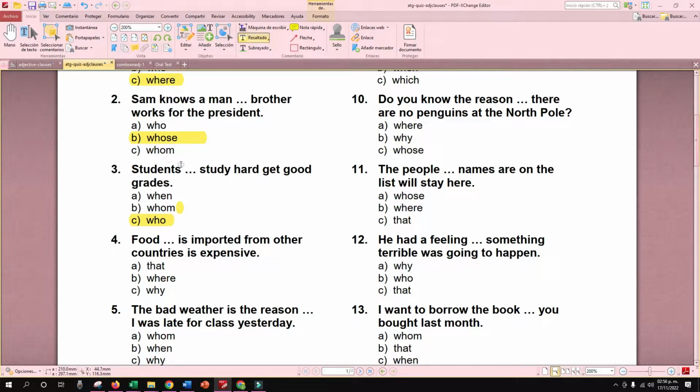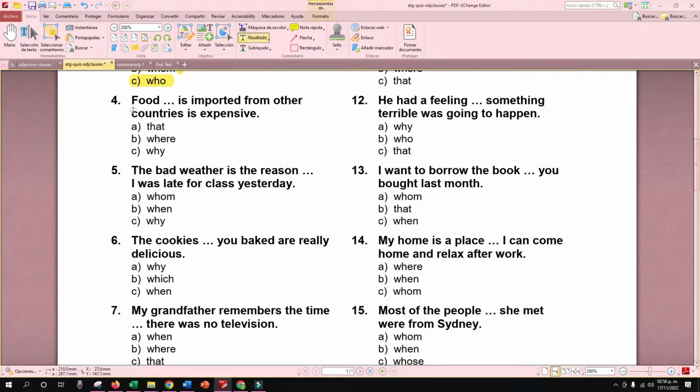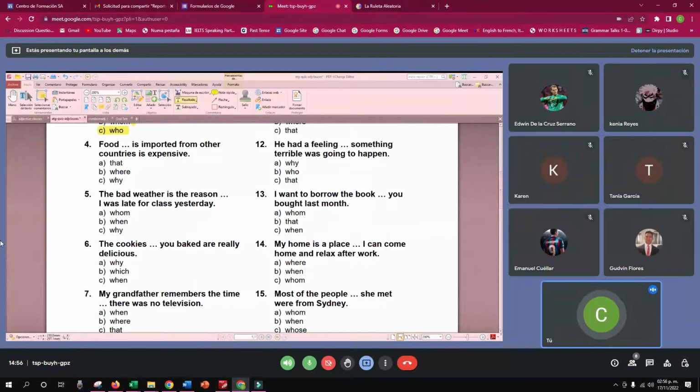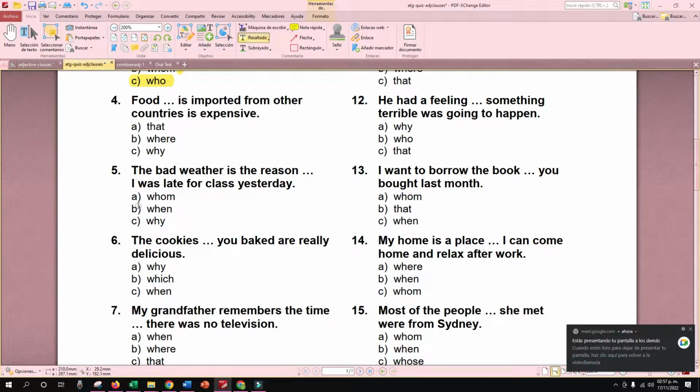So nice, excellent, Karen. What about number 4? Who wants to try, guys? Come on. Edwin, Kenya, Miss Tanya, Manuel, Mr. Goodbin? That. Let's see. So the food, right? Talking about food, that is imported from other countries is expensive, right? Excellent. So that is that. Very good. Letter A. Nice.